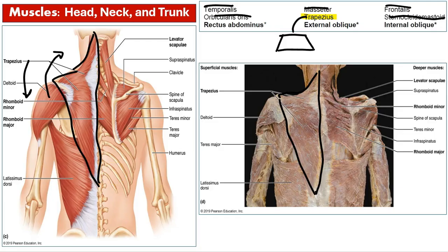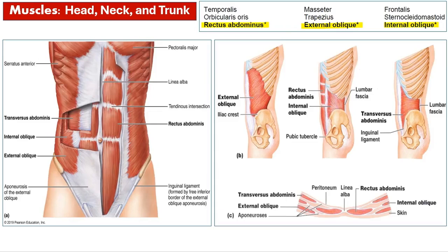Let's move on. Now we're going to look at the trunk from the anterior view, which is going to help us understand our abdominal wall. Now, as you can see, we're going to be focused on the rectus abdominis, external oblique, and internal oblique.